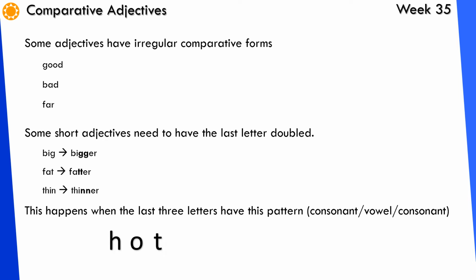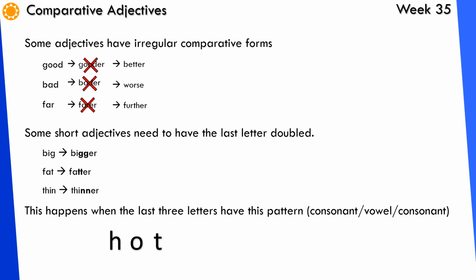Some adjectives have irregular comparative forms. Good. The comparative form of good is not gooder, it's better. Bad. It's not badder, it's worse. Far is not farther, it's farther.